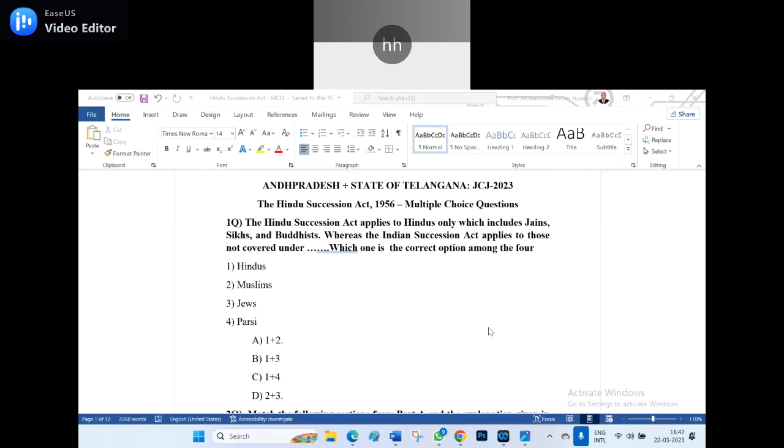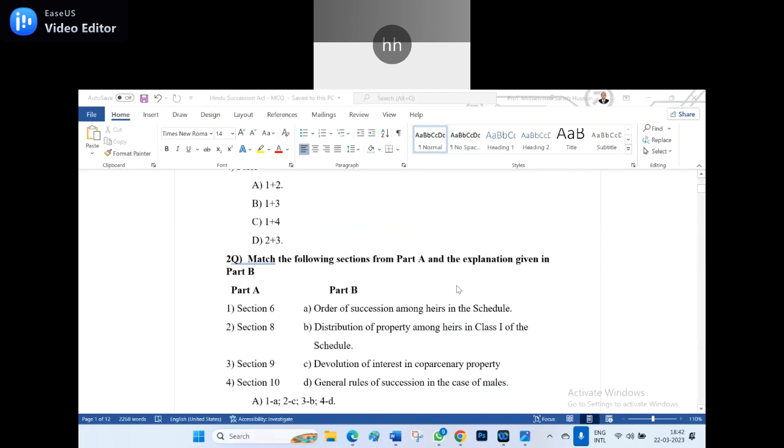Participants, the right answer is 1 plus 2. That is A. That means Hindus and Muslims. The Indian Succession Act applies to those not covered under Hindus and Muslims. That is the right answer for the first question. Now let us go to the second question.